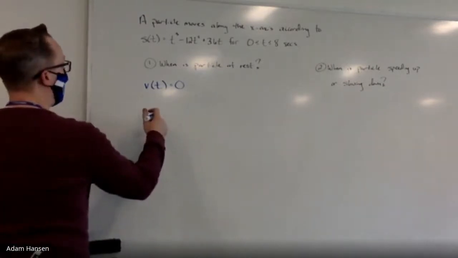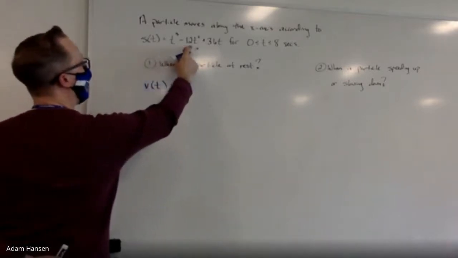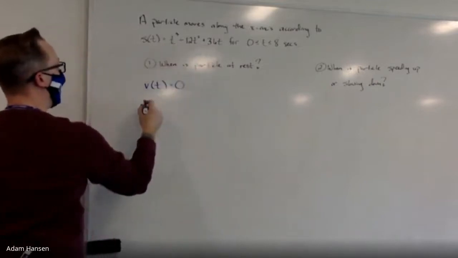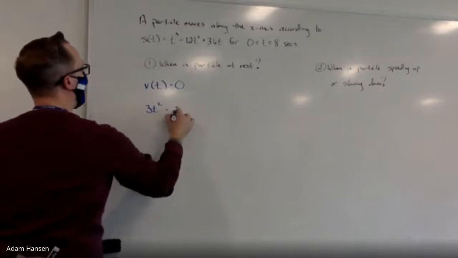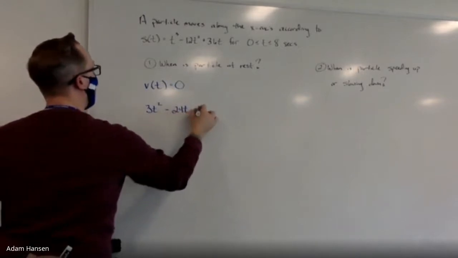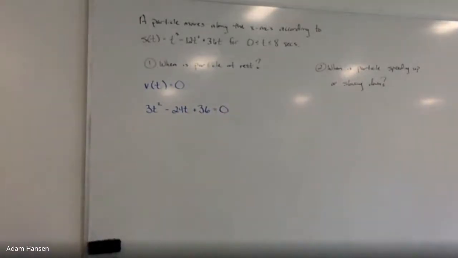So let's find v of t and set it equal to 0. Take the derivative of t cubed minus 12t squared plus 36t. So 3t squared minus 24t plus 36 is equal to 0.